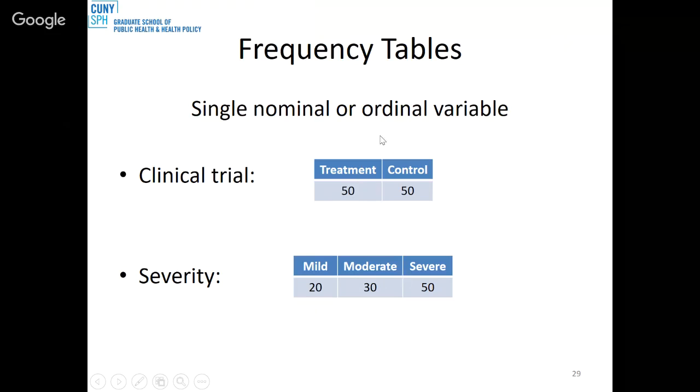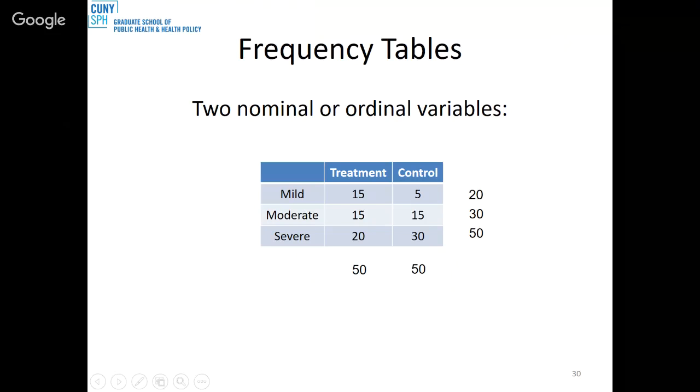These would be our frequency table, or what did I call them? Contingency table. All it is is a count: 50 people in the treatment group, 50 people in the control group, 20 people with reported mild pain, 30 reported moderate, and 50 reported severe pain. So it's a fancy name, but it's not really a fancy thing, the frequency tables or the contingency tables. Those were what I call one-way frequency or contingency tables.